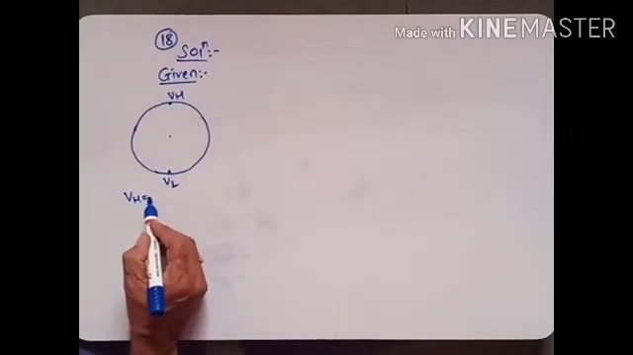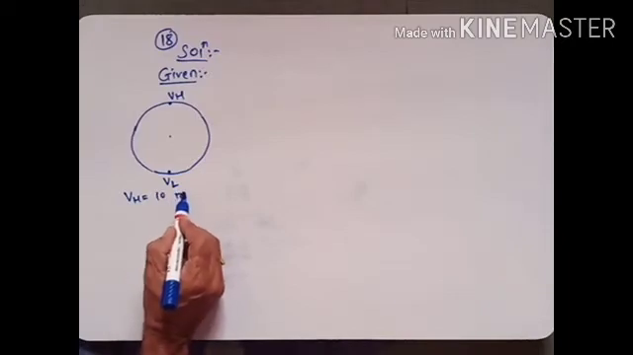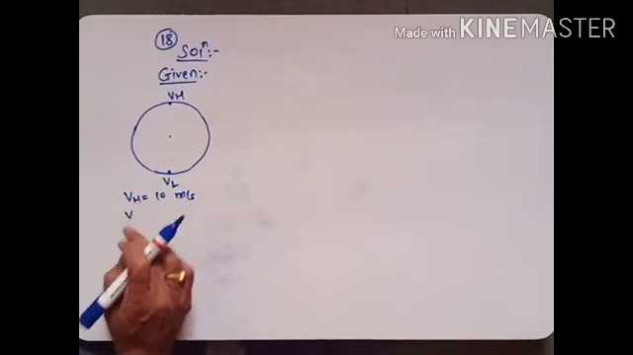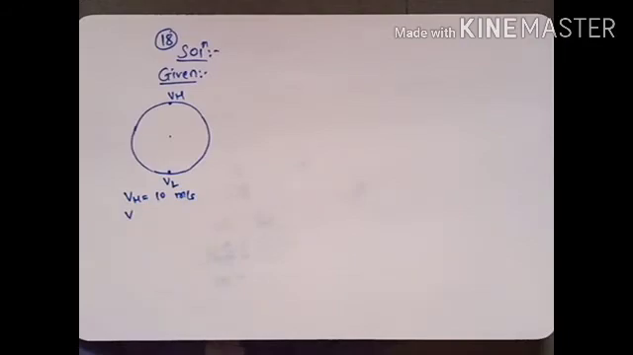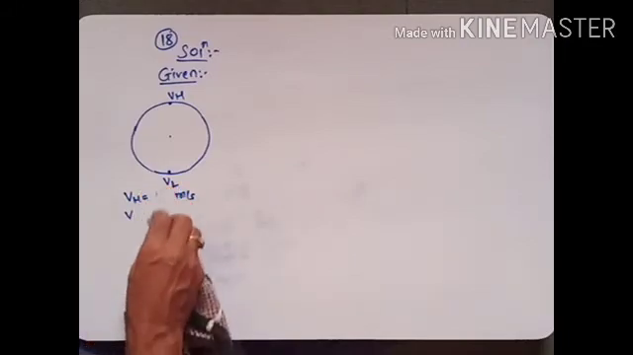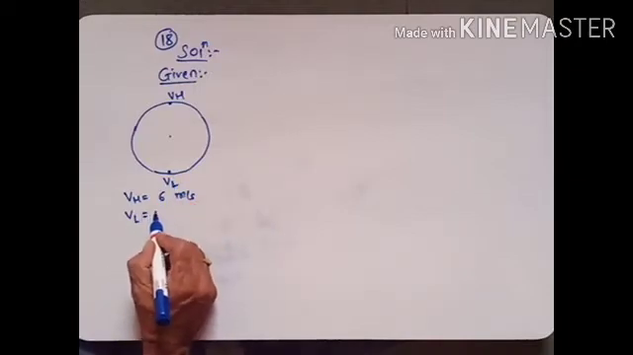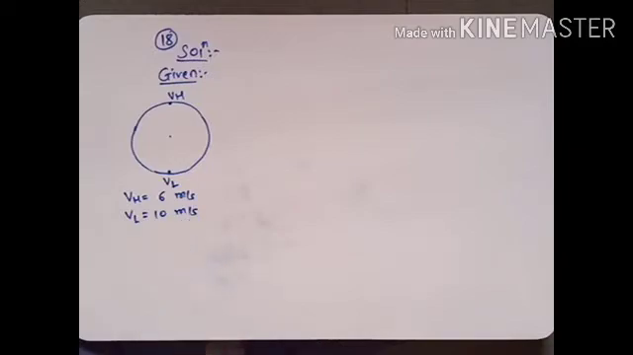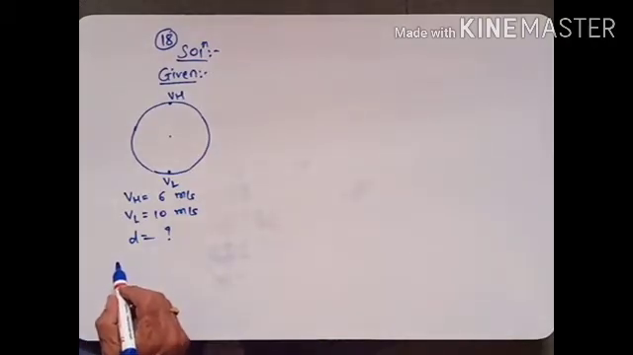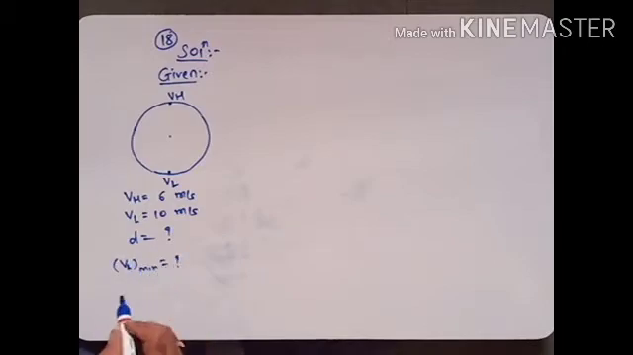Then you have given VH is equal to 6 meter per second and VL is equal to 10 meter per second. Then we have to calculate the diameter D equal to, and also the minimum values of speeds, that means VL minimum and VH minimum.